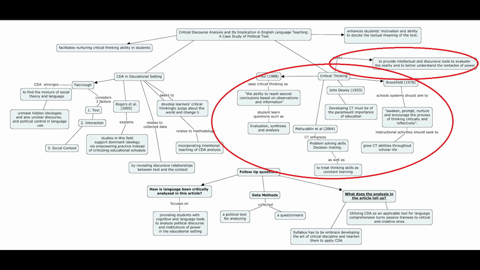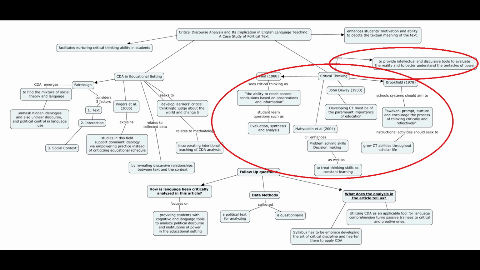The next construct the authors pose in this article has to do with critical thinking. I will argue that critical thinking seeks to provide intellectual and discursive tools to evaluate reality and to better understand the tentacles of power. The authors present three important critical thinking theories that support the benefits of critical thinking as well as its significant impact on dismantling hidden intentions in the discourse. With this being said, I could argue that Paul sees critical thinking as the ability to reach conclusions based on observations and information. According to Paul, students should learn and practice questions that promote evaluating, synthesizing, and analyzing.